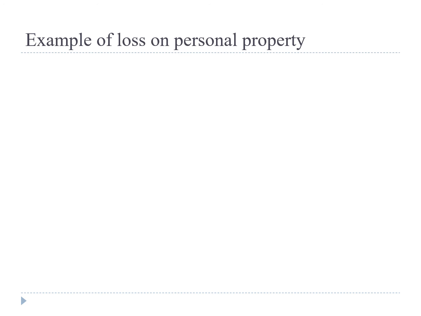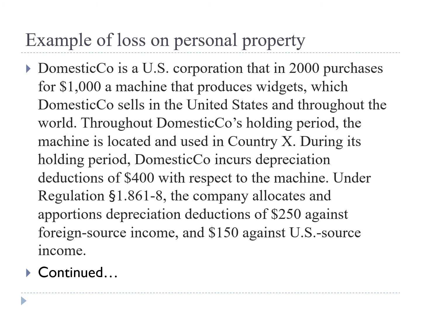Here's an example of the allocation of loss on depreciable personal property. Domestic Co. is a U.S. corporation that in 2000 purchases for $1,000 a machine that produces widgets, which Domestic Co. sells in the United States and throughout the world. Throughout Domestic Co.'s holding period, the machine is located and used in country X.